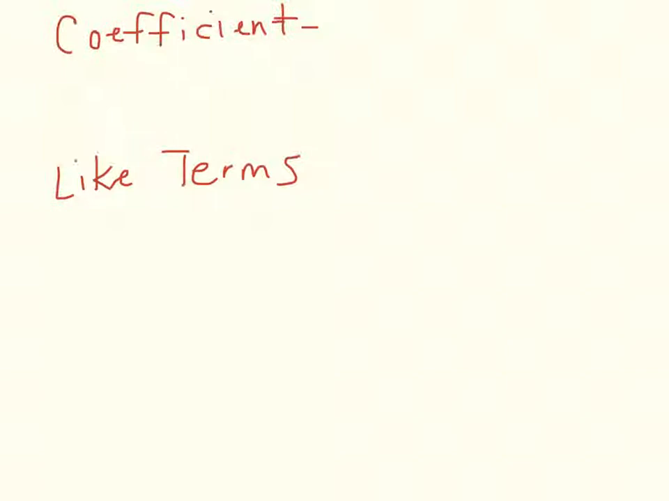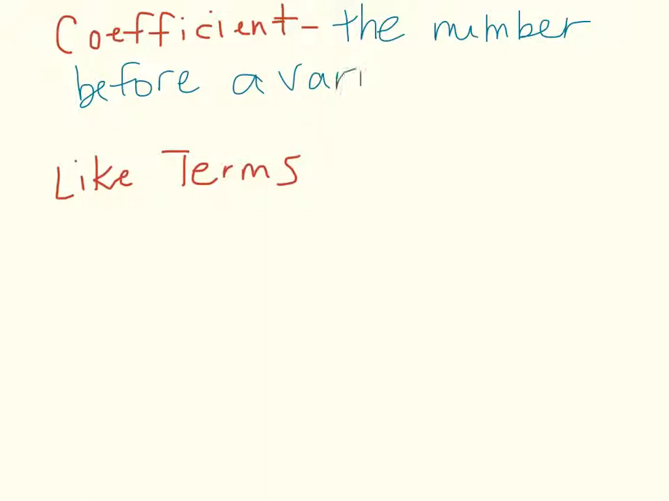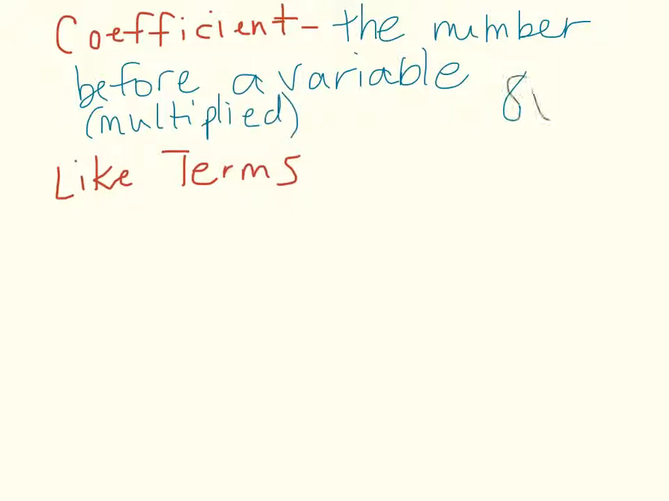Okay, a few more vocabulary. When I talk about the coefficient, it is the number before a variable. Okay, it's usually because something is being multiplied. Not usually, always. So if I have 8x, 8 is my coefficient. If I have 10x squared y, 10 is my coefficient.